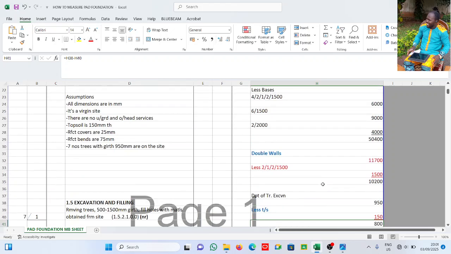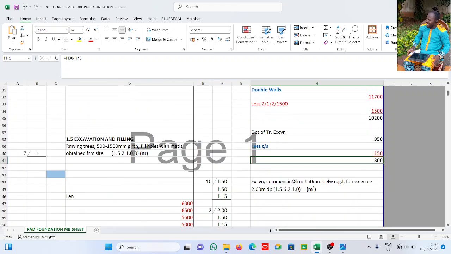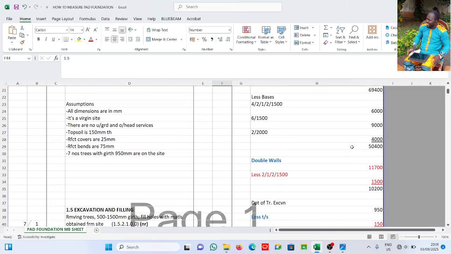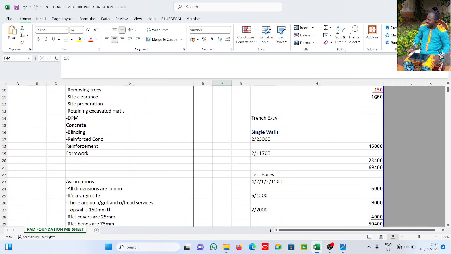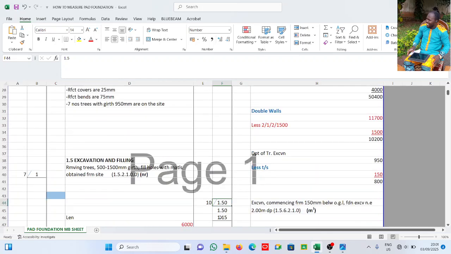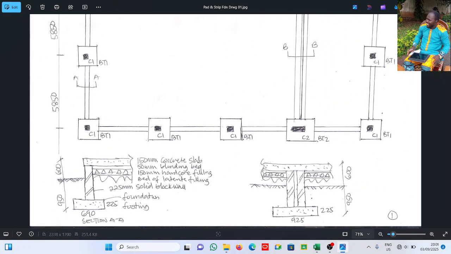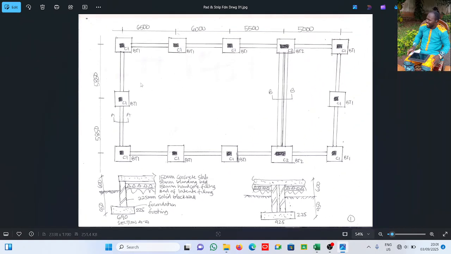Let's continue. For the pit excavation, remember I said it's 1.5 by 1.5. We already determined the depth, 1.15, that's 1150. This is pit base type 1. This is 10 numbers. How do I know it is 10 numbers? See it here, this is CBT 1: 1, 2, 3, 4, 5, 6, 7, 8, 9, 10. They are 10 in numbers.